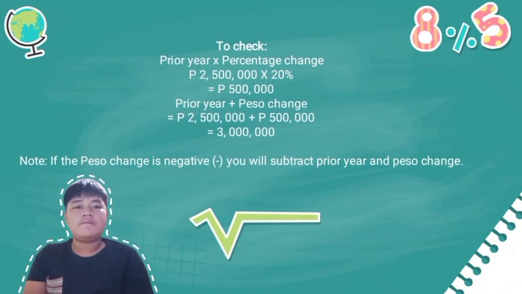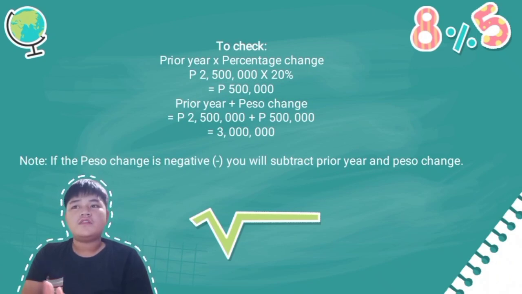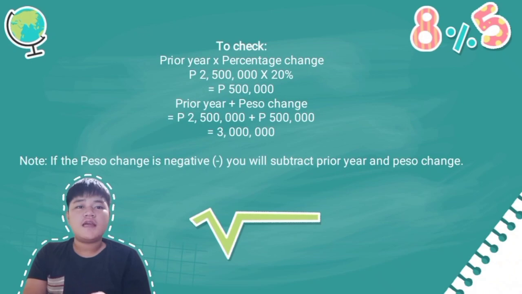And to check if the peso change and the percentage change are correct, here is the solution. Prior year times percentage change, which is 2,500,000 times 20% is equal to 500,000, which is the amount of change. And prior year plus peso change, which is 2,500,000 plus 500,000 is equal to 3 million, which is the current year. And guys, take note, in checking, if the peso change is negative, you will subtract the peso change from the prior year.